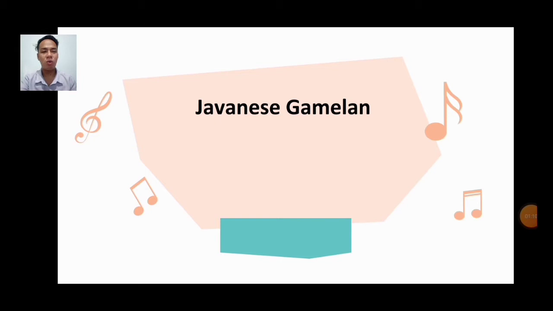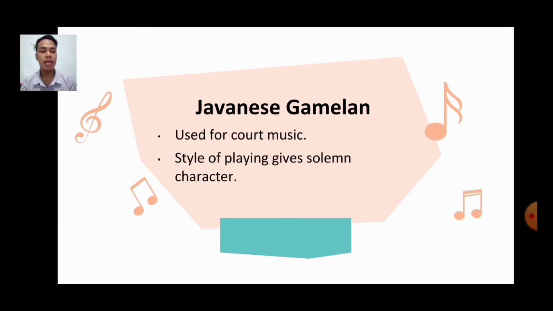Now, let's define what a Javanese gamelan is. When we say gamelan, it is an ensemble composed of several indigenous instruments. Gamelan is a Javanese word that literally means orchestra. It is used for court music, and its style of playing gives a solemn character. A gamelan may consist of 4 to 25 musicians, and it may include singers as required.